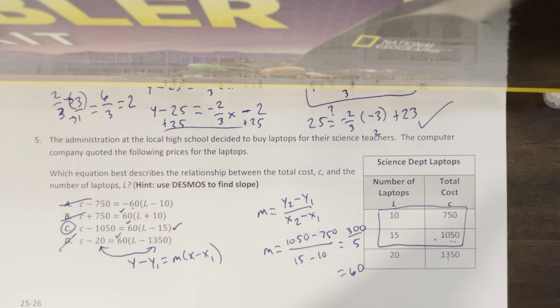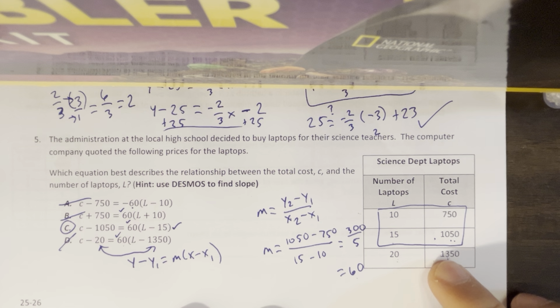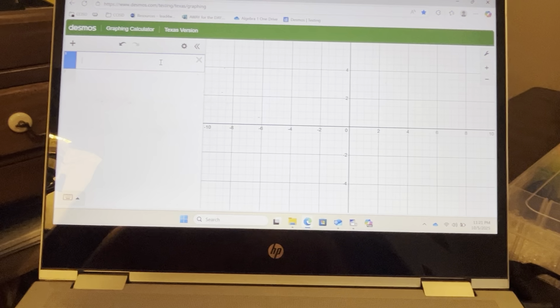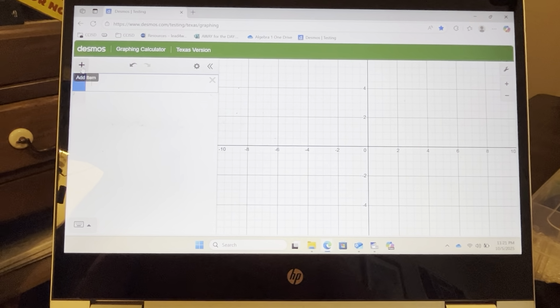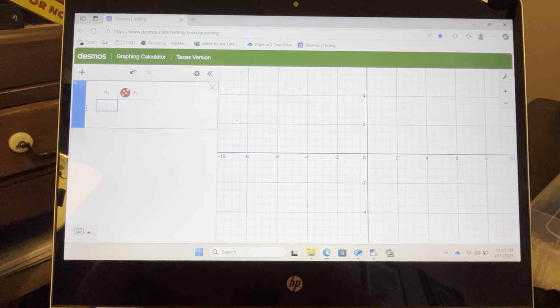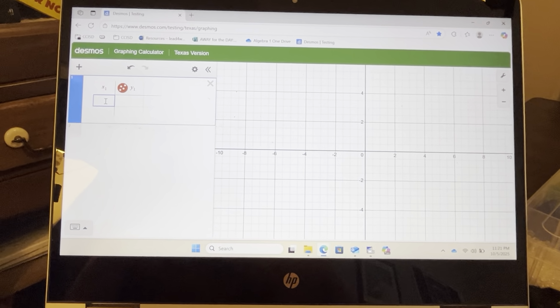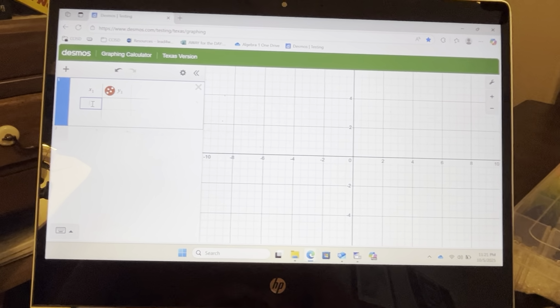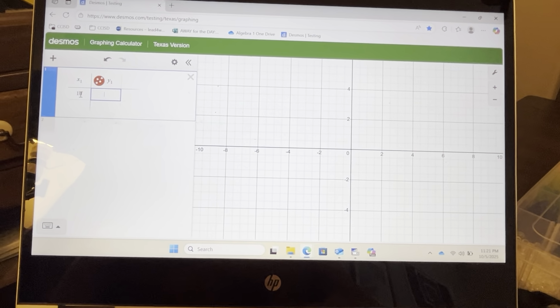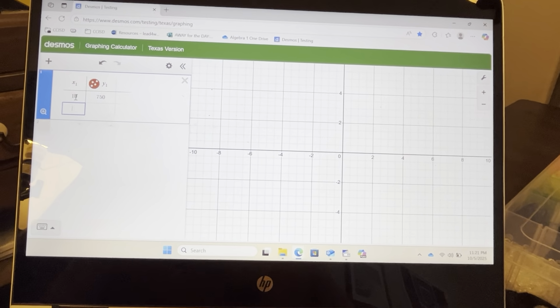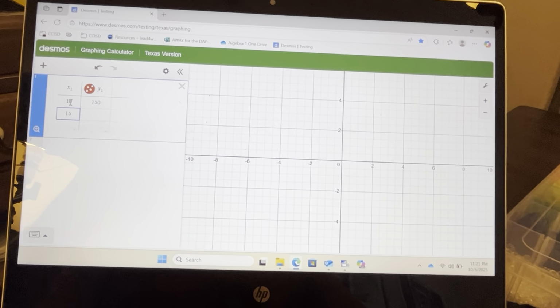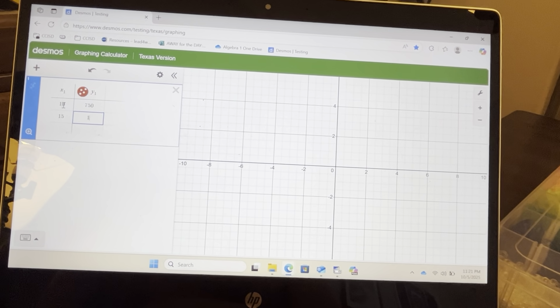All right, and so now we'll go to Desmos and we'll show you how to find the slope in Desmos, just to make sure you remember how to do that. All right, so in Desmos, we're going to put in a table. We'll put this plus sign and push table. And then we'll put in, we need at least 2 of the points. And so I'll put in 10 and 750. And then we'll put in 15 and 1050.